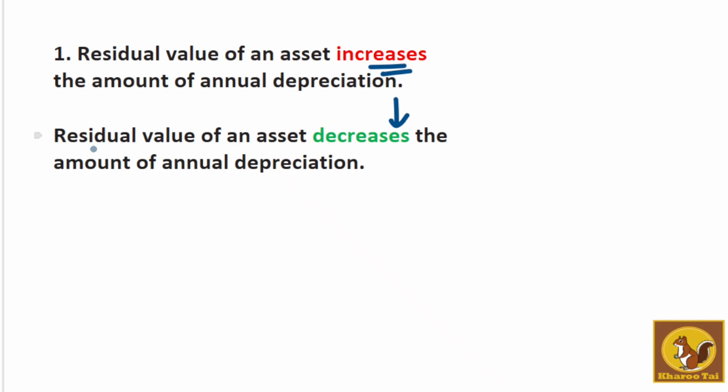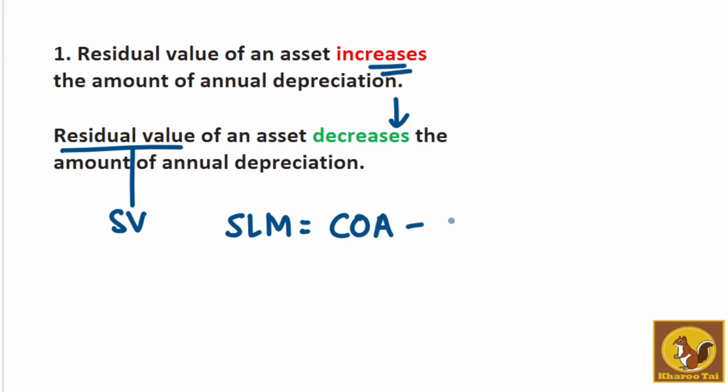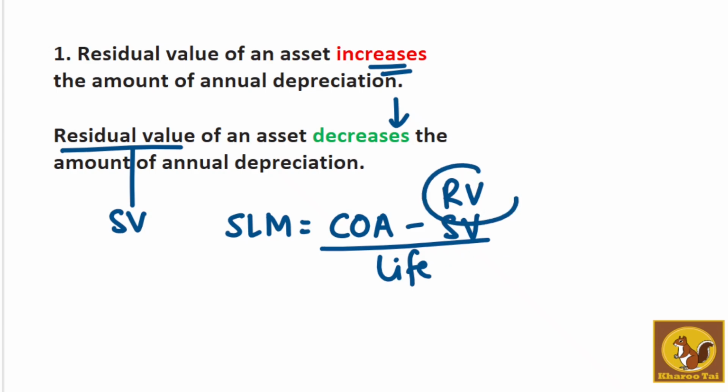Again, this is the other word for scrap value, and we know the formula. SLM depreciation is calculated, how it is calculated, cost of asset minus scrap value, that is residual value, divided by life of asset, right? Useful life of asset. So if we reduce residual value, we are decreasing the depreciation amount. It decreases the depreciation amount.